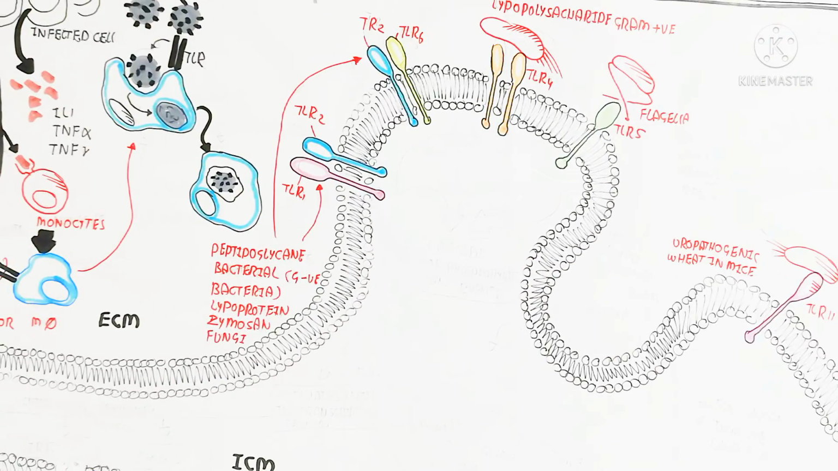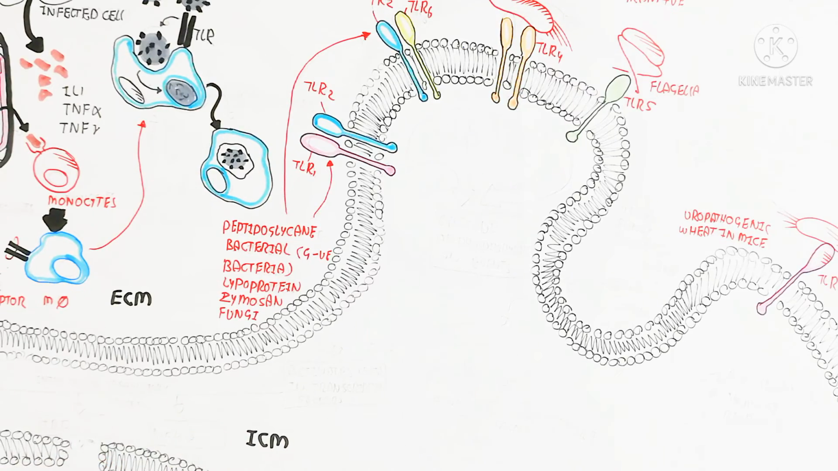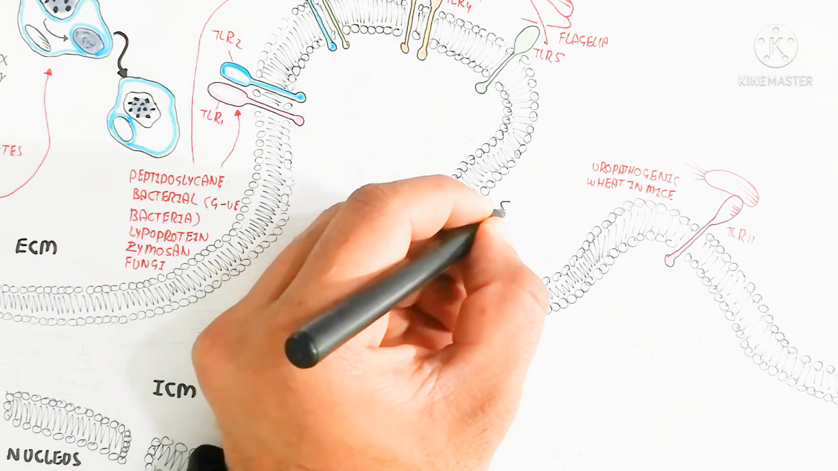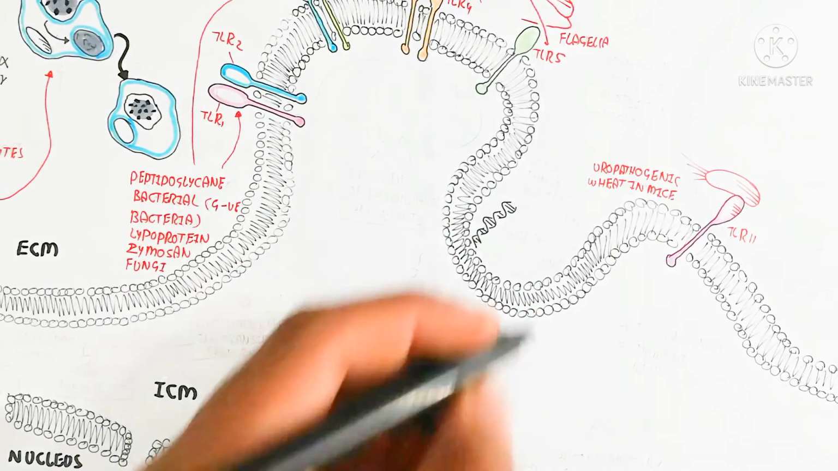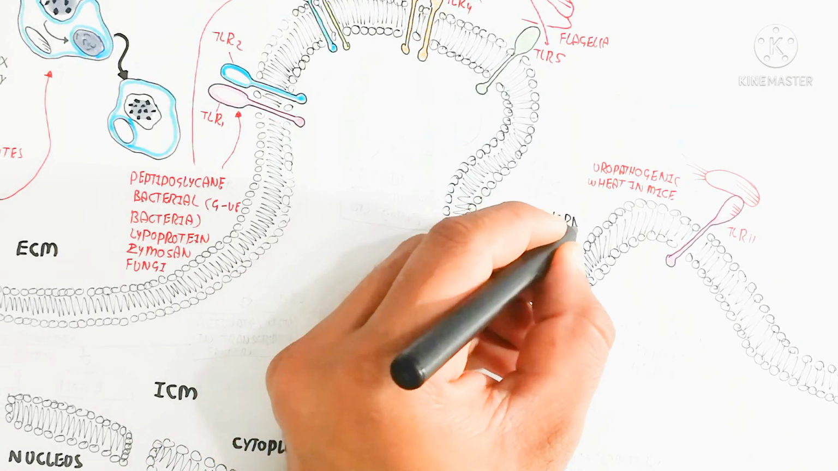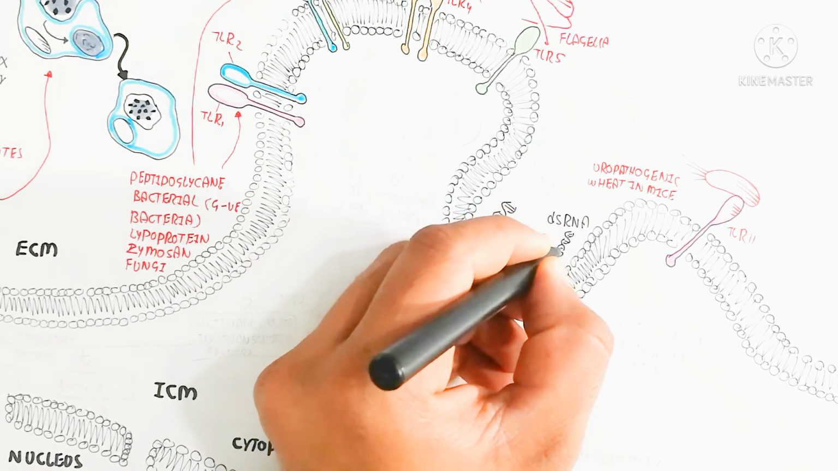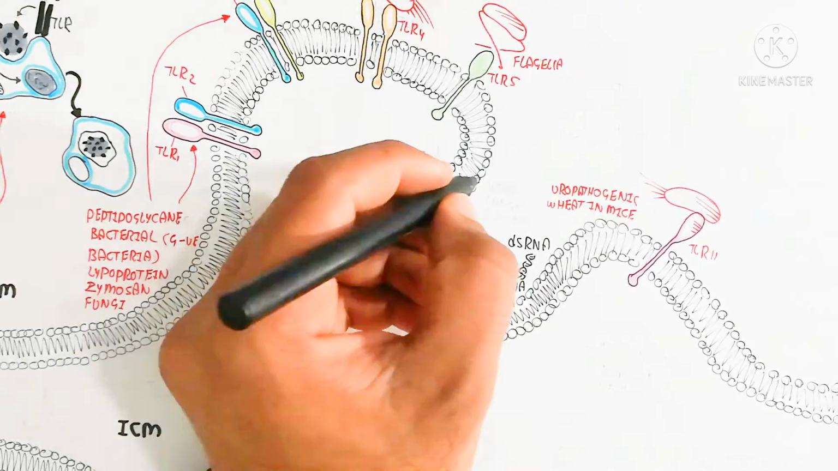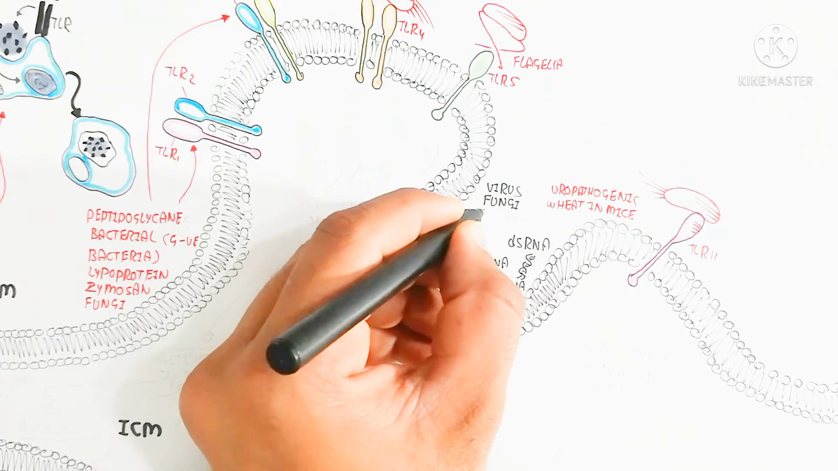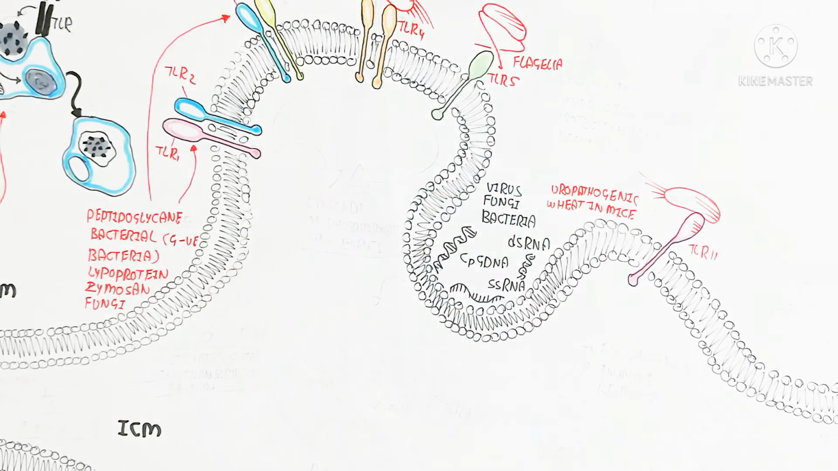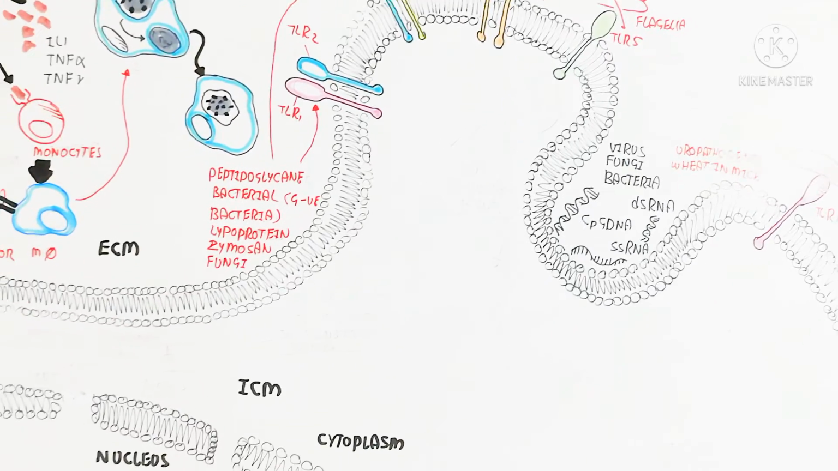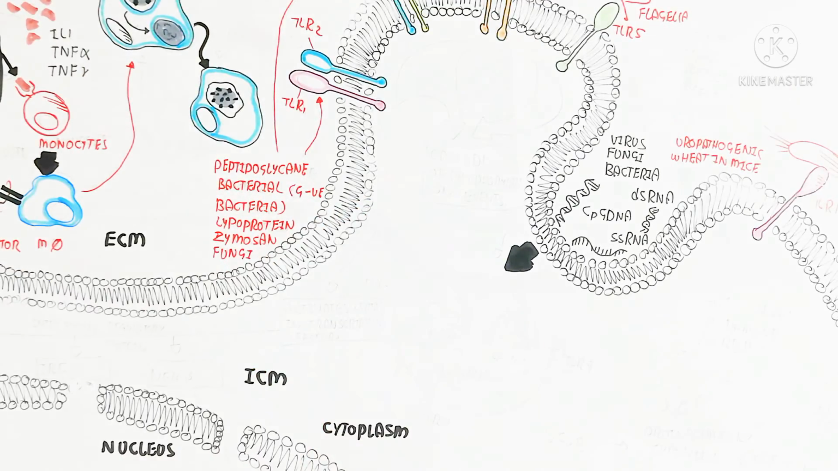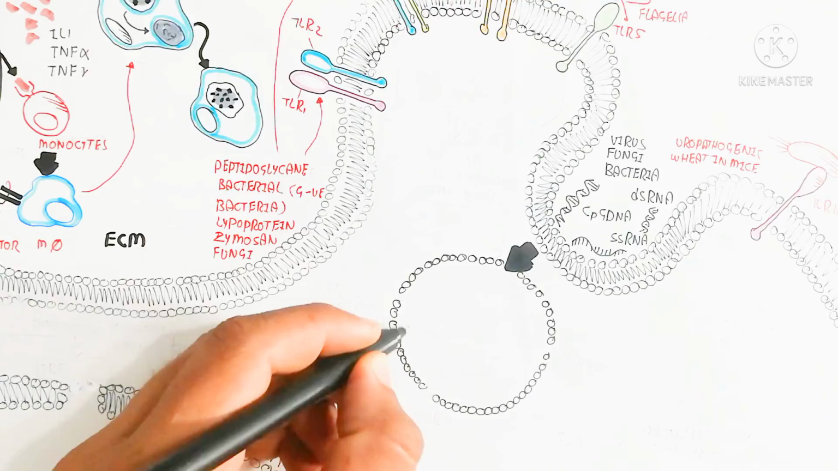And on the other hand, the toll-like receptor 11 is used to detect uropathogenic bacteria in mice. So here you can see the virus, fungi and bacteria, and double-stranded RNA, CpG DNA and single-stranded RNA-containing virus will enter when it is endocytosed.